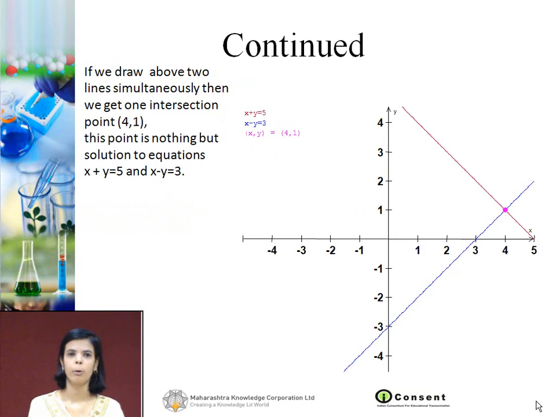Now, if we draw both lines simultaneously on the graph paper, then we get one intersection point, that is (4, 1). This point is nothing but the solution of the equations x plus y is equal to 5 and x minus y is equal to 3.